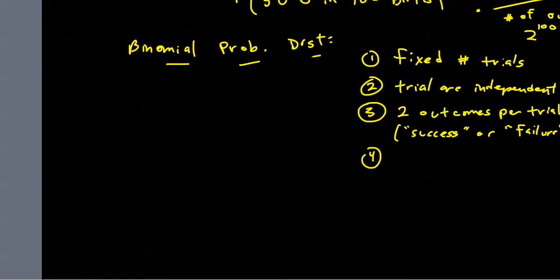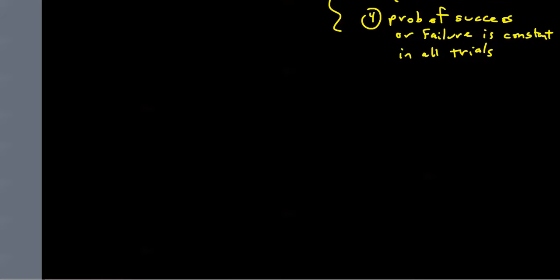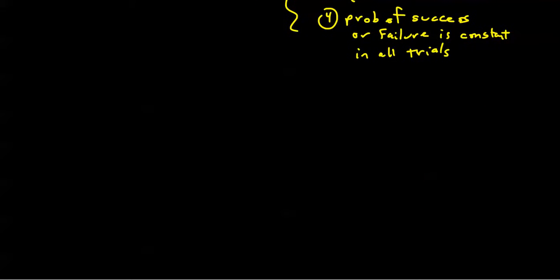And the 4th criterion here is the probability of success or failure remains constant across all trials. Right here, in all trials. Alright, so these 4 criteria define a binomial probability distribution: a fixed number of trials, the trials are independent, there are 2 outcomes per trial, and the probabilities are constant throughout all trials. Alright, let's talk about some notation here before we develop a formula.